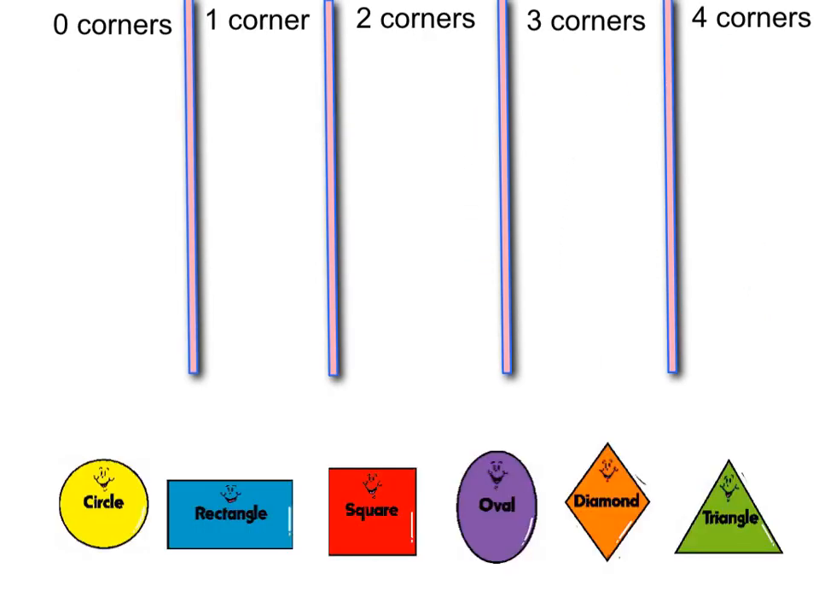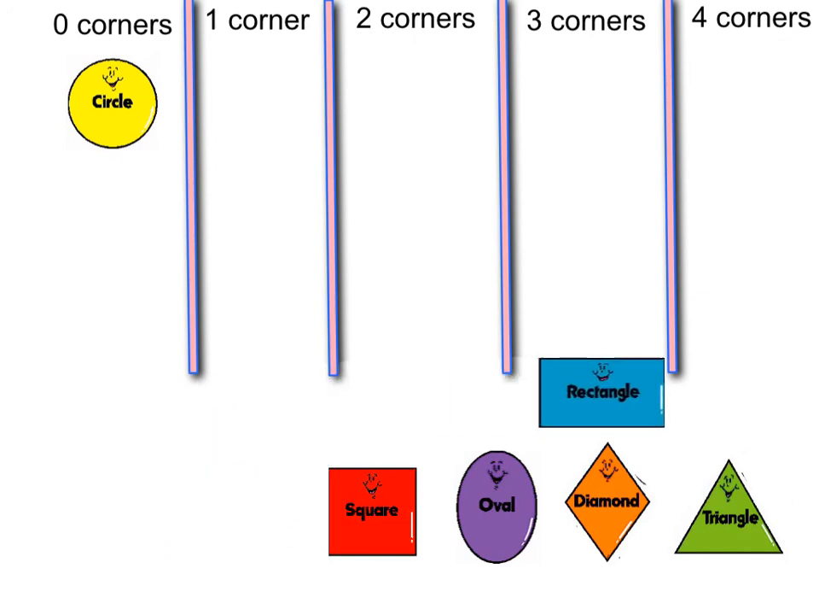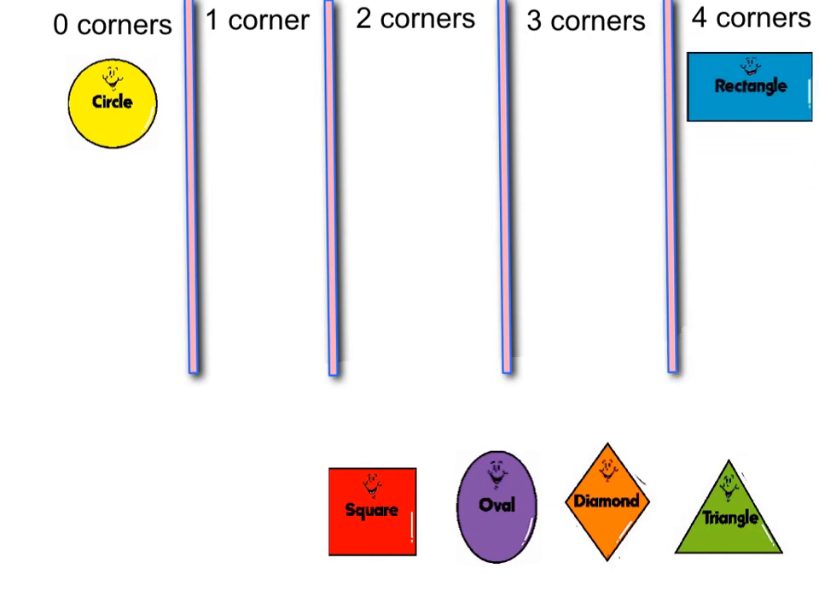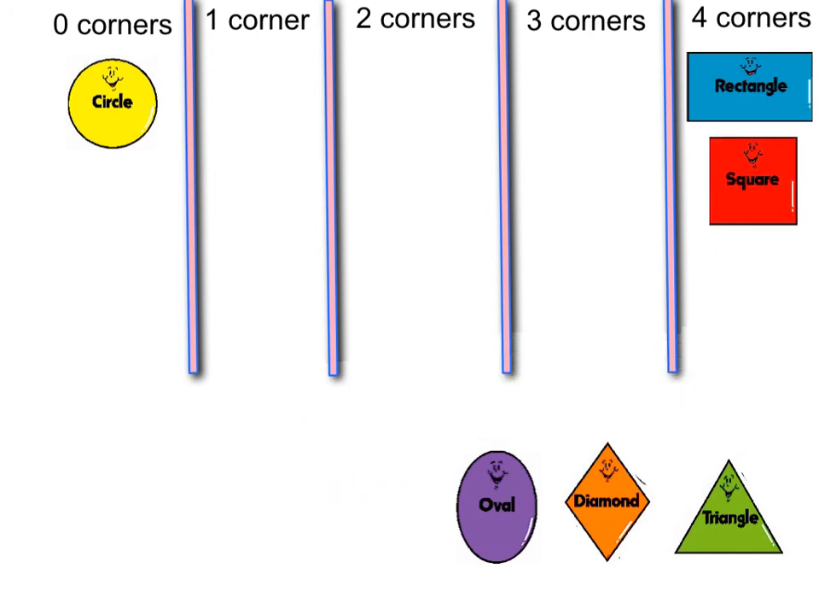This time we're going to sort the 2D shapes according to the number of corners they have, and running along the top are some headings, and the headings are 0 corners, 1 corner, 2 corners, 3 corners, 4 corners. So the circle, it has no corners at all because it only has one curved line. The rectangle has 4, so we'll put the rectangle over here. How many does the square have? Did you say 4 as well? We better put that with the rectangle.